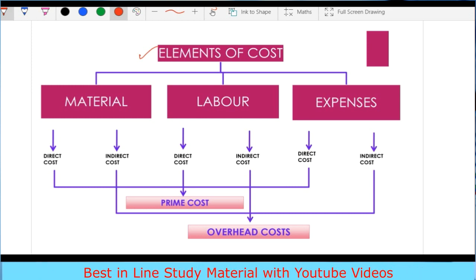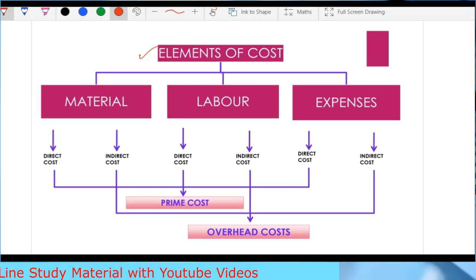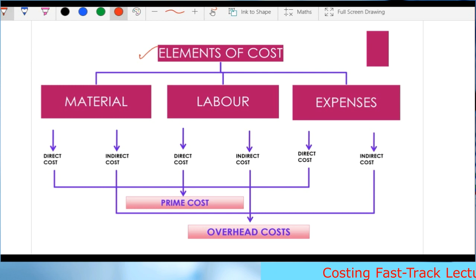Now, what do you mean by elements of cost? As you can see here, I have written three elements, that is material, labor and expenses. Try to understand with the help of an example. Say you want to construct a house. Now tell me, what are the basic and the most important elements for the construction of a house?